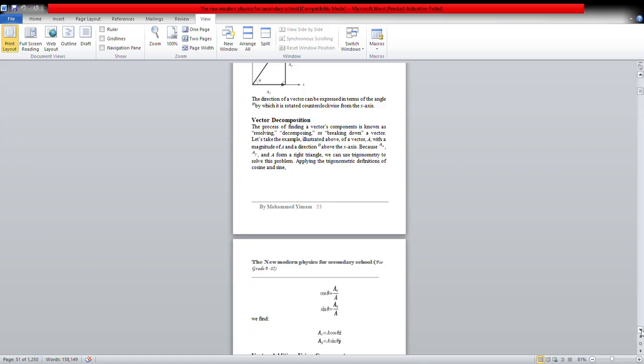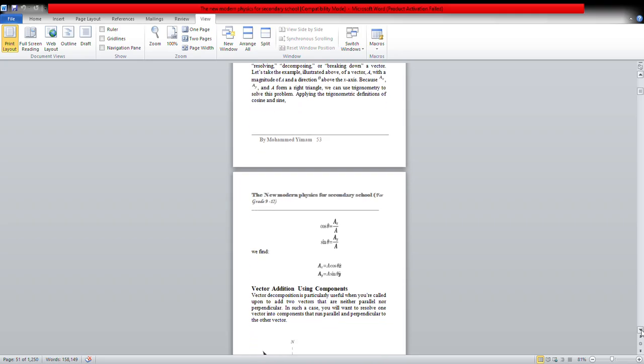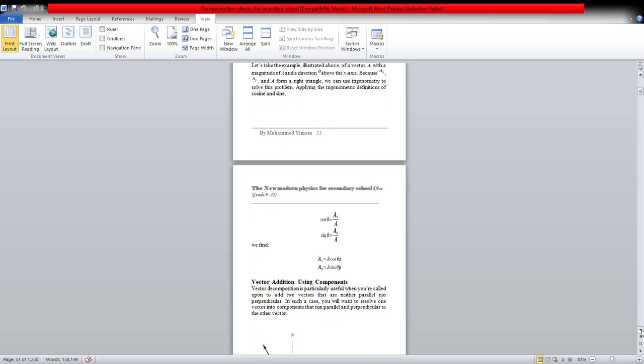Vector decomposition: we can get the sine and the cosine value. Cos theta is equal to, from the above figure you can see, ay over ax. I mean, cos theta is equal to ax over a, and sine theta is equal to ay over a, by the sine and cosine rule. We find ax is equal to a cos theta in the x direction, and ay is equal to a sine theta in the y direction.